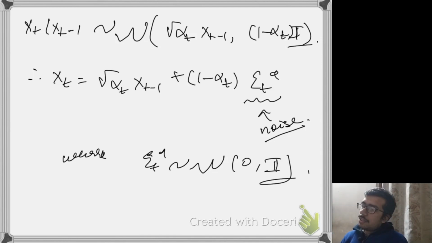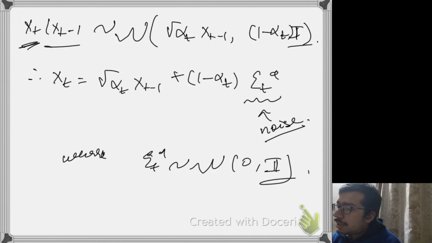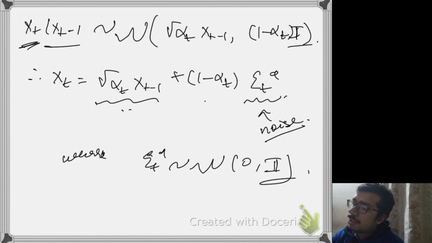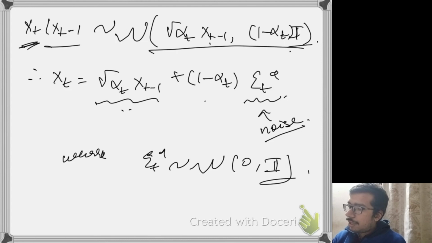Why could we write it in this form? Because if I condition x_t on x_{t-1}, the mean is root alpha_t x_{t-1}, and mean plus standard deviation times standard normal will give me this normal distribution with covariance (1 - alpha_t) times identity, right? So actually it should be the square root of 1 - alpha_t, because the covariance is 1 - alpha_t, but the standard deviation is the square root of 1 - alpha_t.